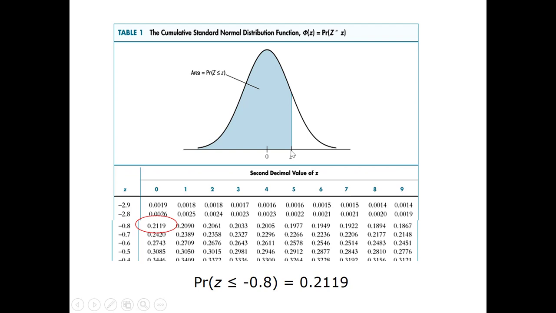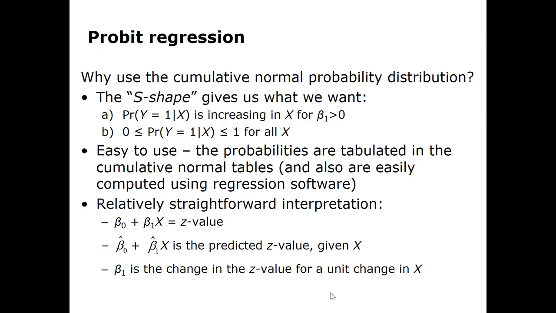The probability of y taking a value 1 is basically the area to the left of this z value here, and then from the table, your usual favorite table, the value of the probability is 0.21, or in other words 21%, 21.19%. That's the probability that the dependent variable takes a value 1 given the x values.